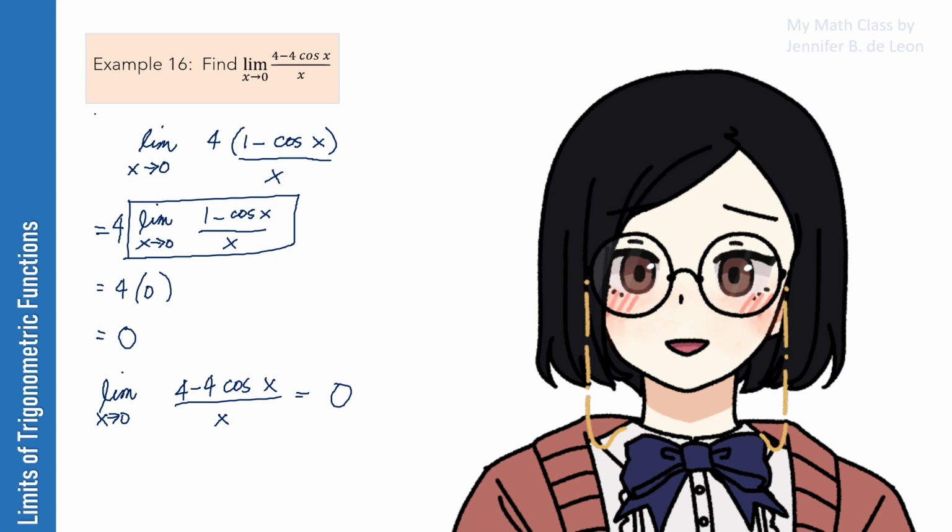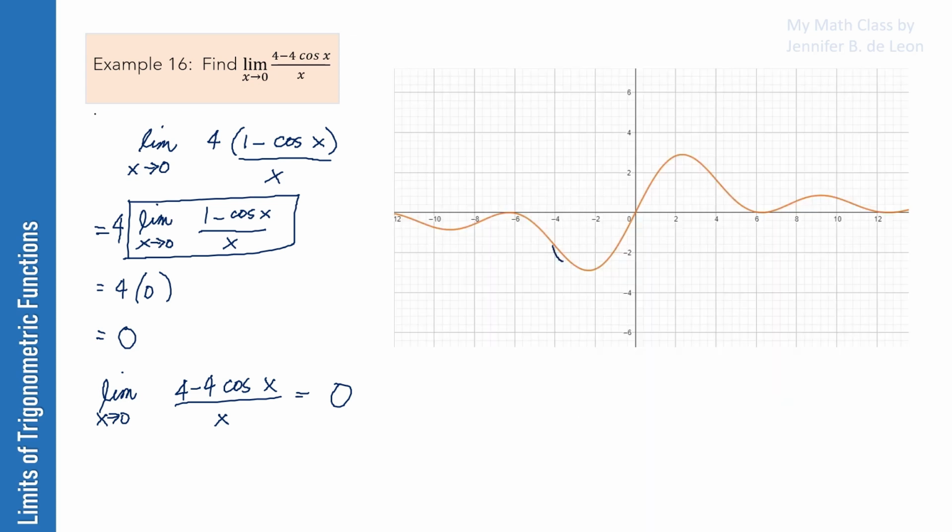Now let's confirm using the graph of the function. As x approaches 0 from the left, we will have 0. As x approaches 0 from the right, we also get 0. Thus confirming our answer that the limit of 4 minus 4 cosine x all over x as x approaches 0 is 0.